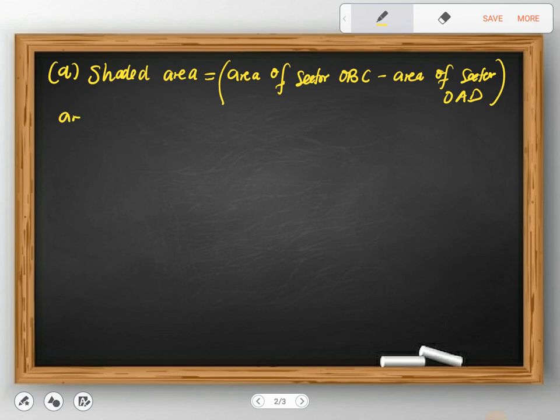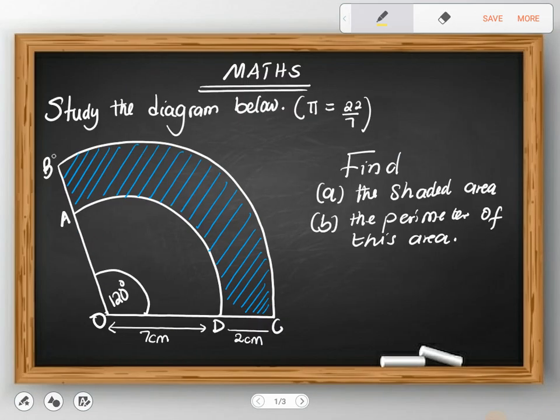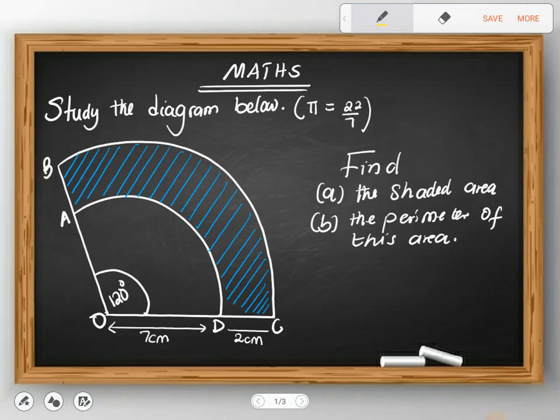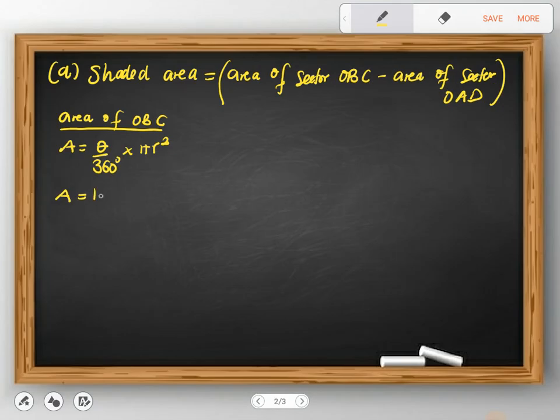So let us first find the area of sector OBC, the bigger one. Let's do that step by step. How do we find the area of a sector? The area of a sector is given by theta over 360 degrees multiplied by pi r squared. The angle is 120, so we put 120 degrees over 360.